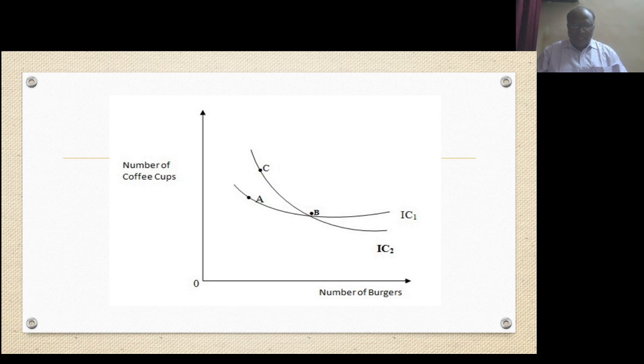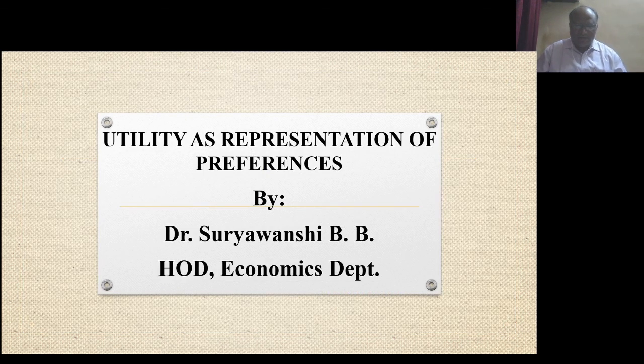If these two indifference curves intersect each other, it means A is equal to B, since both the combinations are on indifference curve 1, and C is equal to B, since both the combinations are on indifference curve 2. If A is equal to B and C is equal to B, then logically we can say that A is equal to C, but which is not correct, because both these points lie on different indifference curves and show different levels of satisfaction. So that's why the conclusion is what? No, indifference curves do not intersect each other.